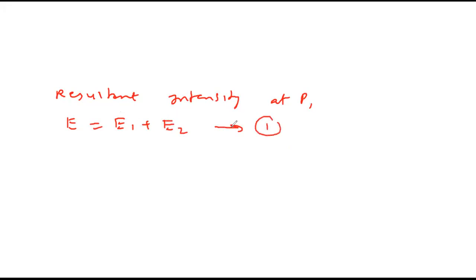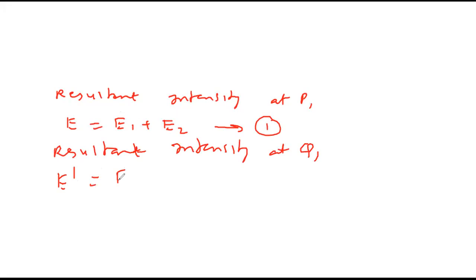See, resultant intensity at P, comma, E is E1 plus E2 because it is in the same direction. Resultant intensity at Q, comma, E dash is E2 minus E1. देखो, E2 पे चार्ज ज्यादा है because that area is more, so E2 is greater than E1.